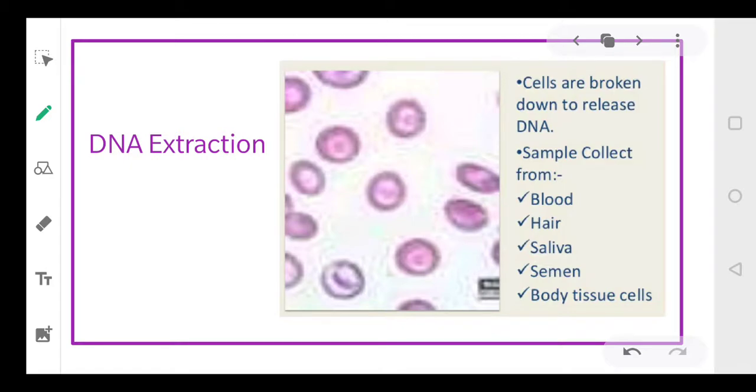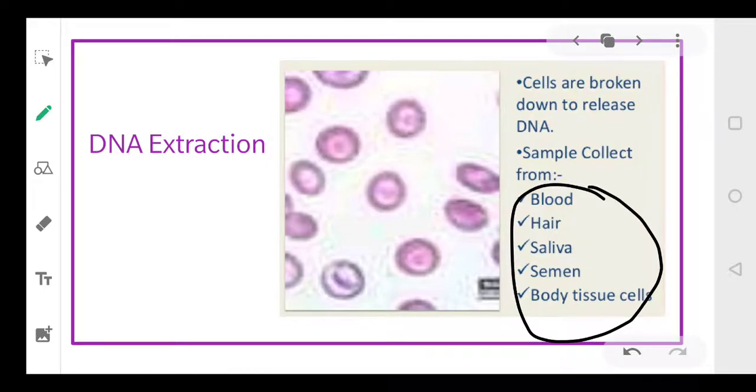Now, how do we go about this technique? What is the methodology of this technique? What are the various steps that we follow during this technique? So, first of all, a sample of cells is taken.